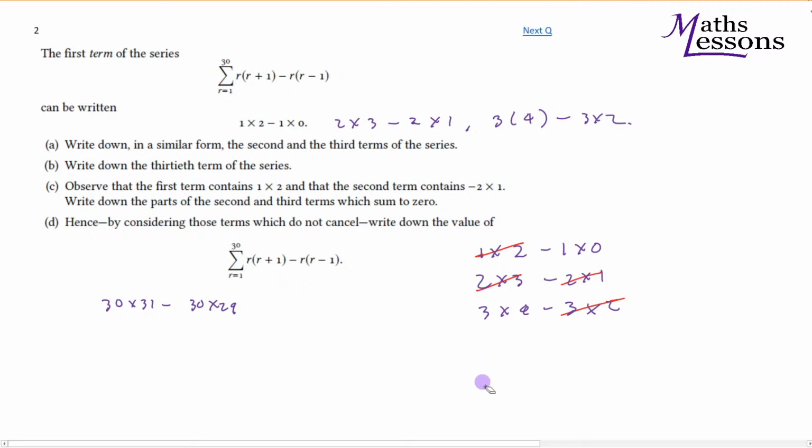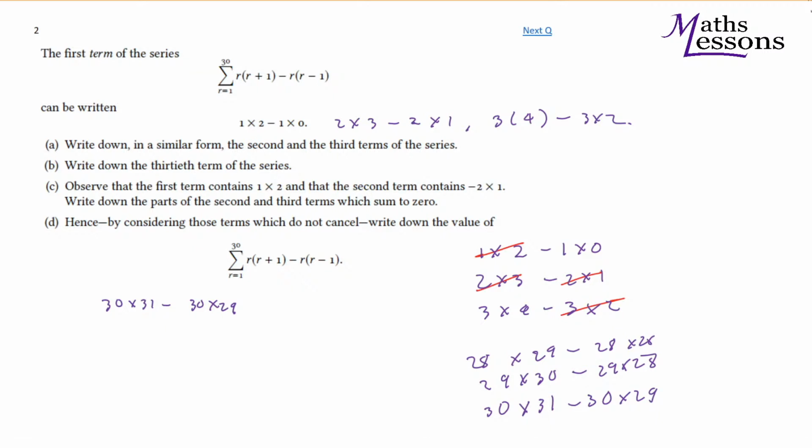Let's just get that back. So the 30th term, our last term, we get 30 times 31 minus 30 times 29. And the term before that will be 29 times 30 minus 29 times 28. And the term before that will be 28 times 29 minus 28 times 27.